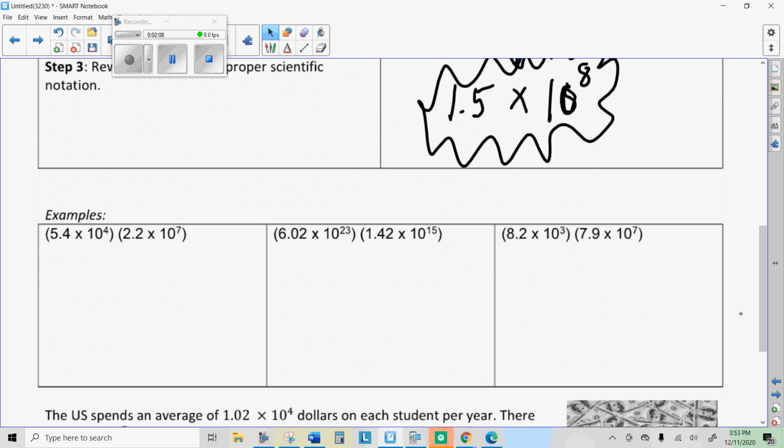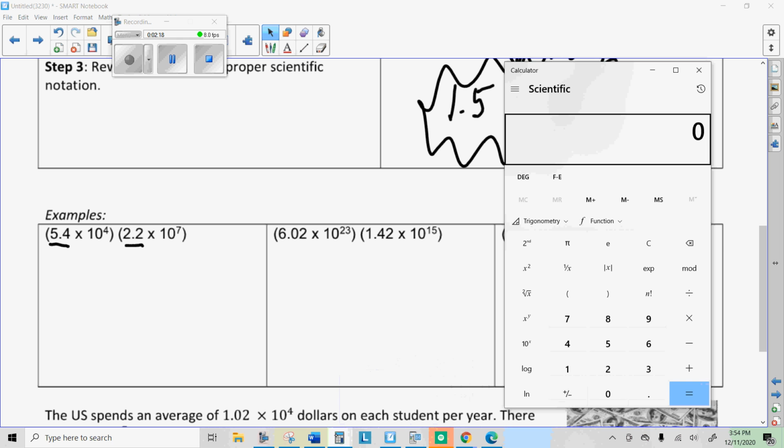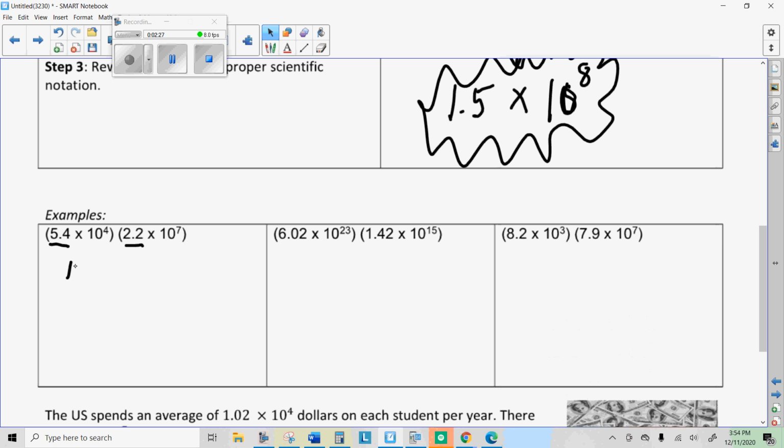I'll do one more with you, and then you could try a couple and see how you're doing. So like I said, when you want to rearrange it, first thing you want to do is multiply 5.4 times 2.2. That's 11.88. Okay, now to get the power of 10, you're going to just add the exponents together. 4 plus 7 makes 11.